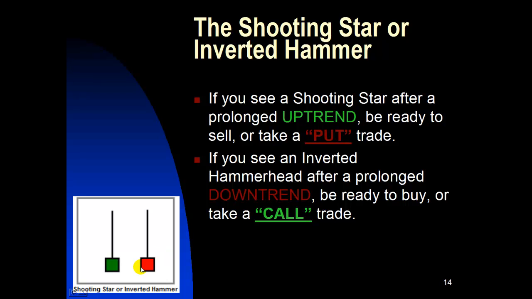So shooting star or inverted hammer, again, 2 times the size of the body. It's just a total opposite of what we saw in the prior slide. So uptrend, take a put. Downtrend, be ready to take a call. Simple as that.